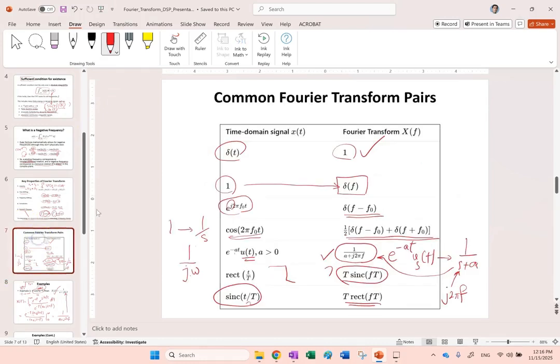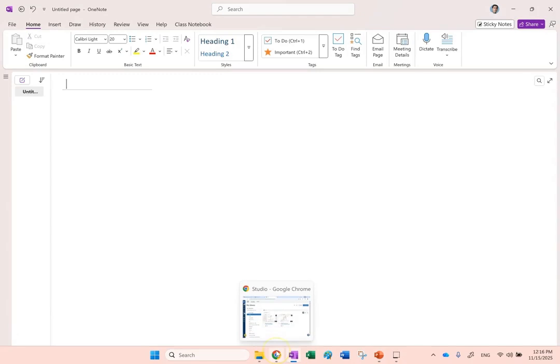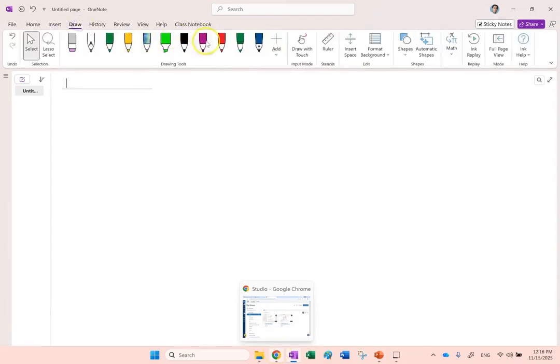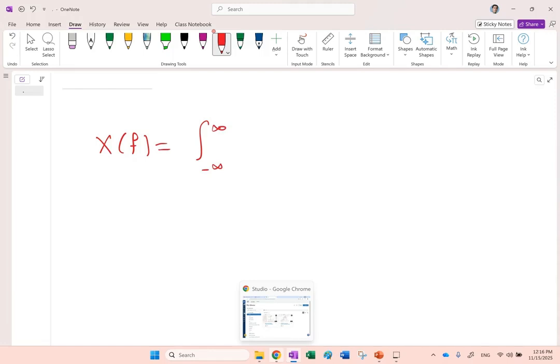Now, if you go back, maybe you say, what about the delta function? So let's go ahead and look at the delta function. For the delta function, the X of f is what? It is the integral from negative infinity to positive infinity of delta function times e to the negative j 2 pi f t dt. Now you know that the property of delta function is what?